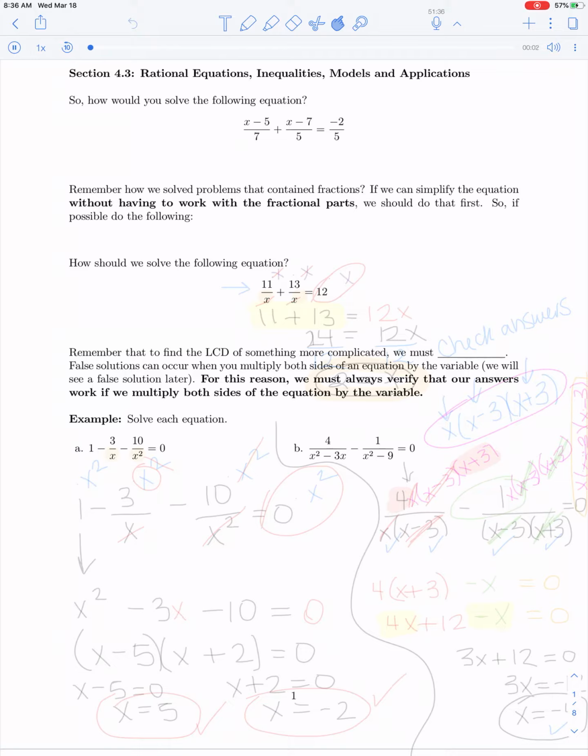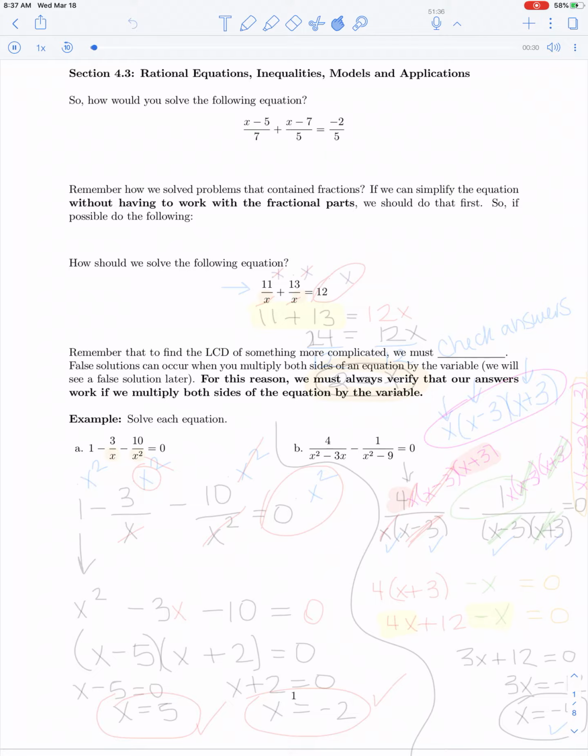In section 5.3, we're going to work on, at least at the beginning, solving equations with variables in the denominator. Well, we're going to use a tactic that we did before earlier in the course, where in order to actually solve equations with fractions, we're going to multiply by a common denominator. This will clear any fractions.